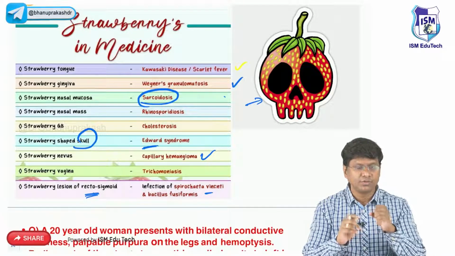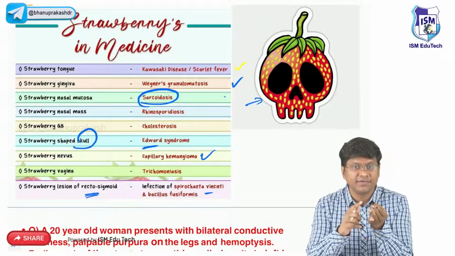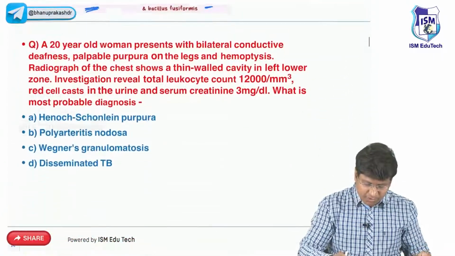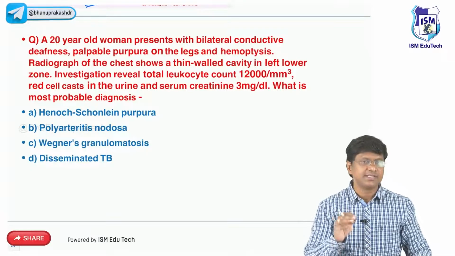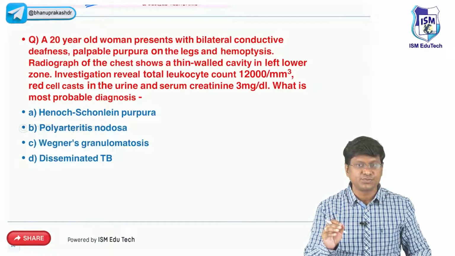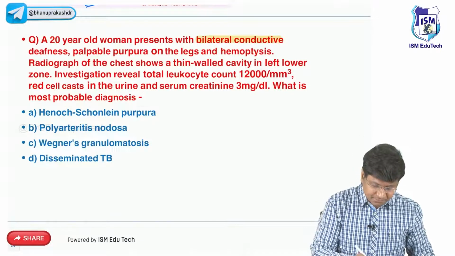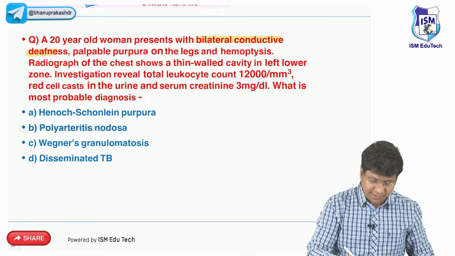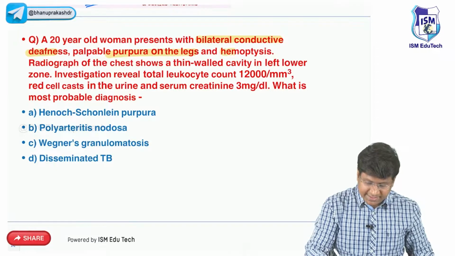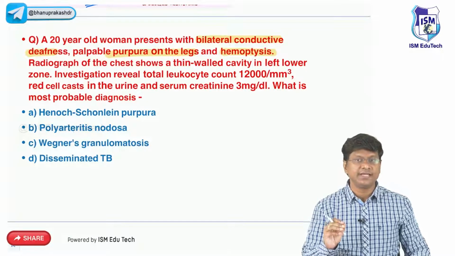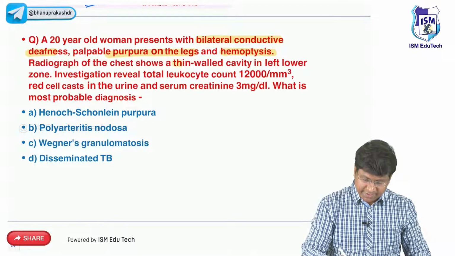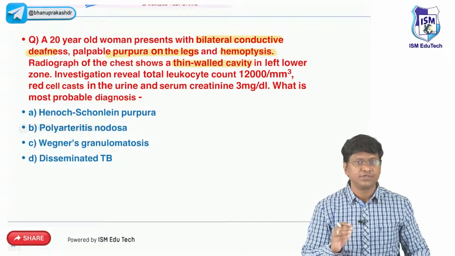Having discussed Henoch-Schonlein Purpura and Kawasaki disease, now we'll move on to the next important form of vasculitis. So you see the clinical scenario: a 20-year-old woman presents with bilateral conductive deafness, palpable purpura on the legs, and there is hemoptysis. Radiograph of the chest shows a thin walled cavity in the left lower zone, right? Thin walled cavity in the left lower zone.